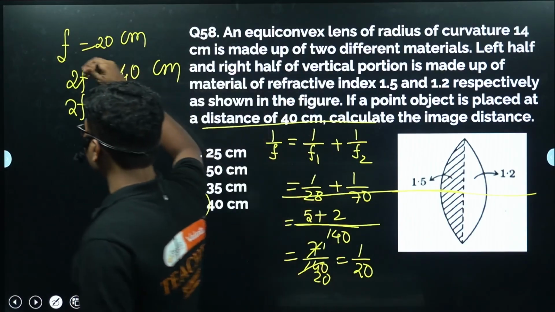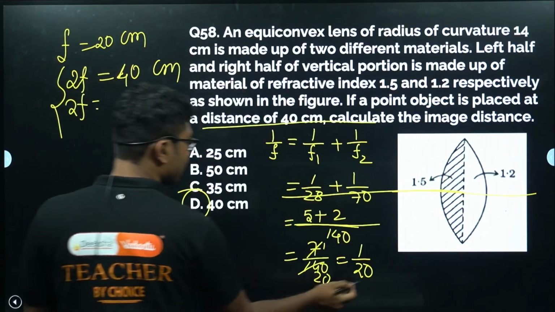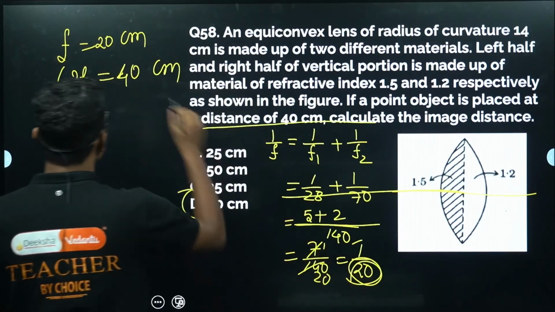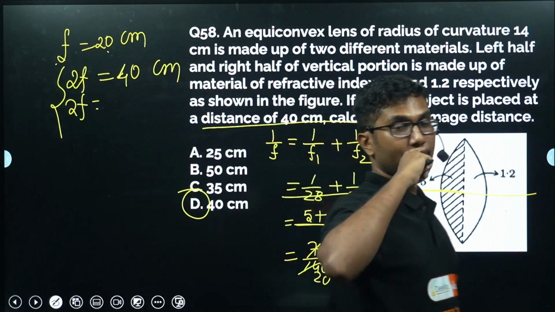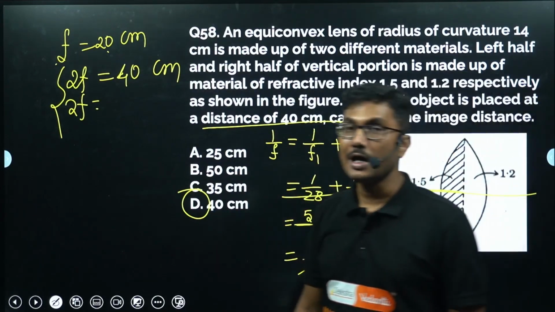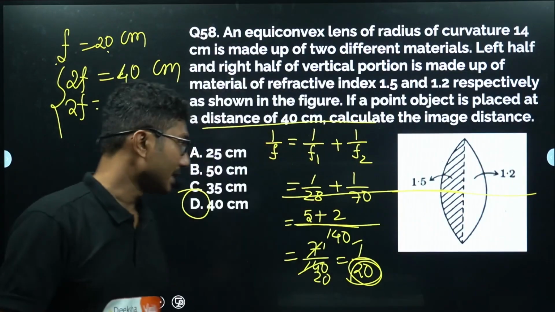So, this is where you save time. If you have calculated this much and you have deduced that f is 20 centimeter, 20 centimeter means 2f is 40 centimeter. If 2f is 40 centimeter, that means the final image will also be at 40 centimeter on the other side.